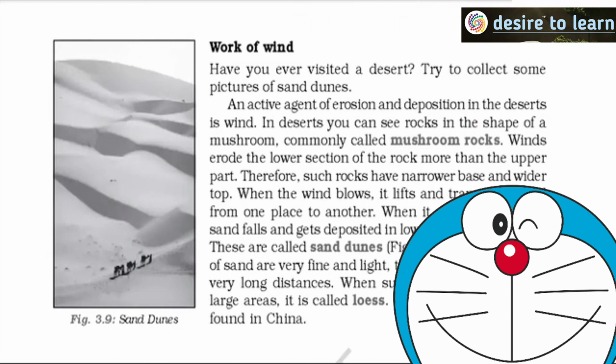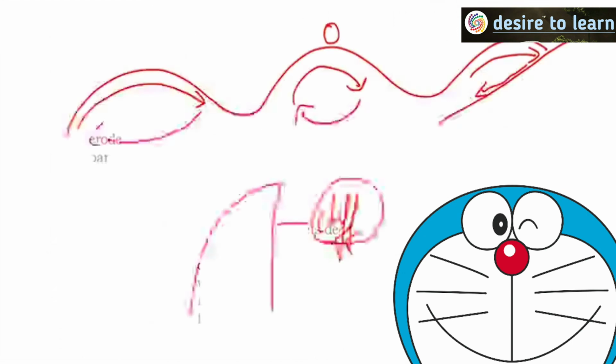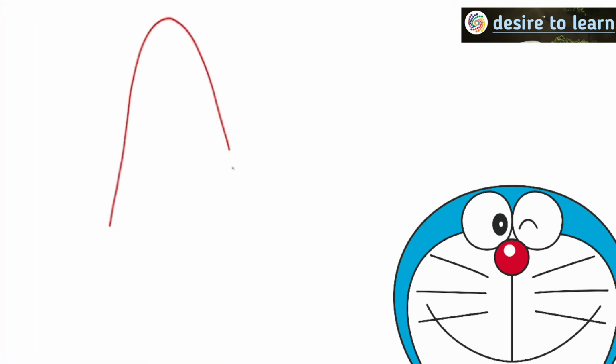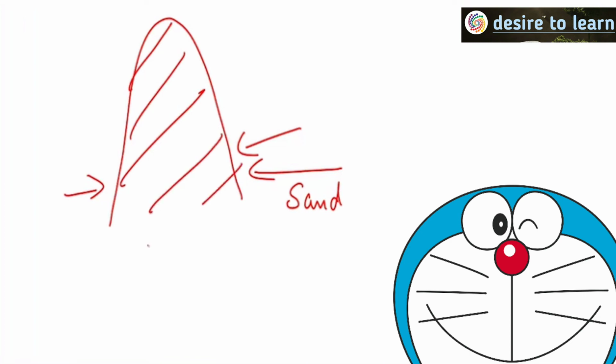Then at last, we have wind action. Let me take a rock like this. Wind from all directions is moving. Wind does not have the property to erode. But usually what happens is, whenever wind is blowing, it carries sand particles. When the wind along with the sand particles goes and hits this rock, usually we observe some erosion of the rock. Over a period of time, this erosion increases and it looks like a mushroom. I hope you're getting the point.